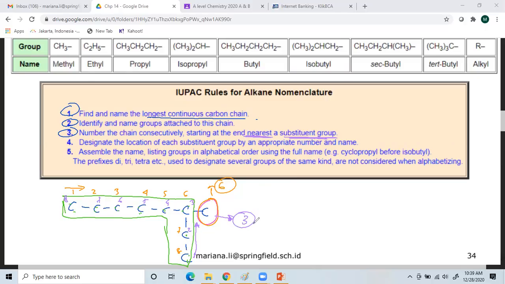The answer is the purple. Yeah, because the lowest number. You should give numbers so the branches attach to the lowest number of C. So I will erase the orange since this is wrong.